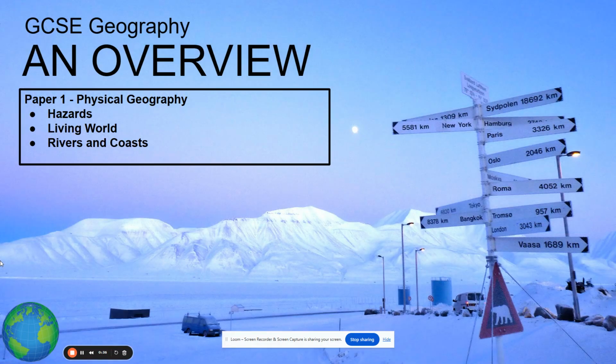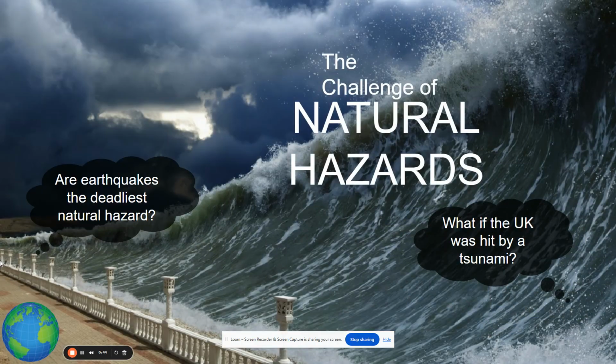During paper 1, students will be focused on physical geography. We'll be looking at hazards, the living world, rivers and coasts. During the hazard section, students will have the opportunity to look at why earthquakes, climate change and tropical storms occur, their impacts and how people can respond.